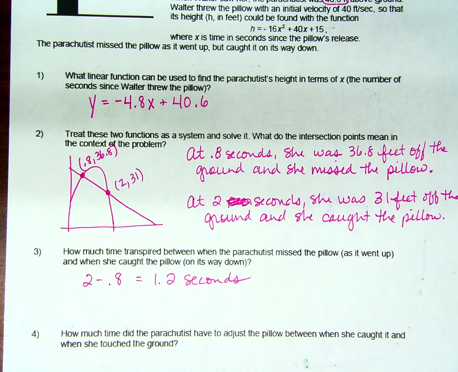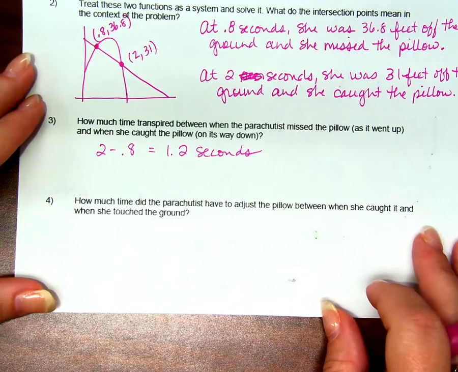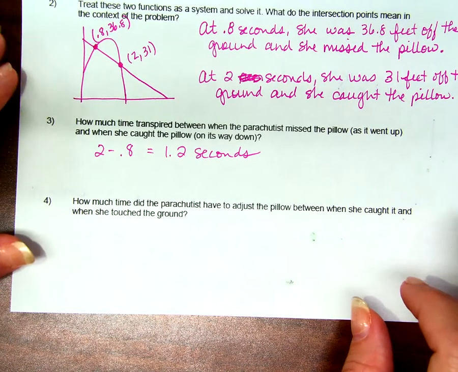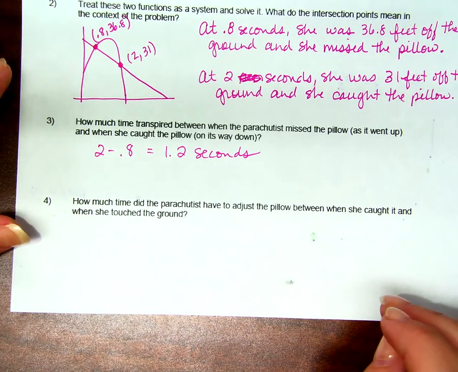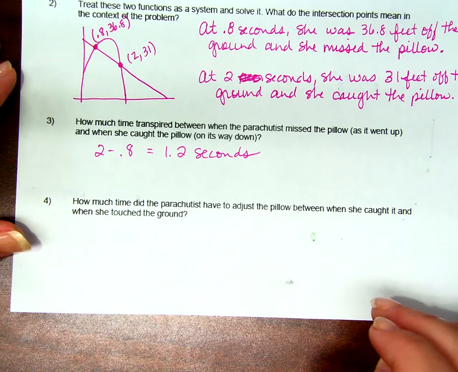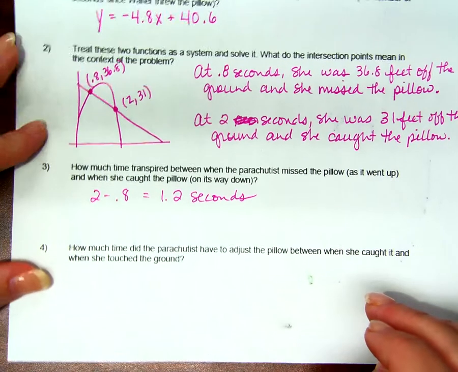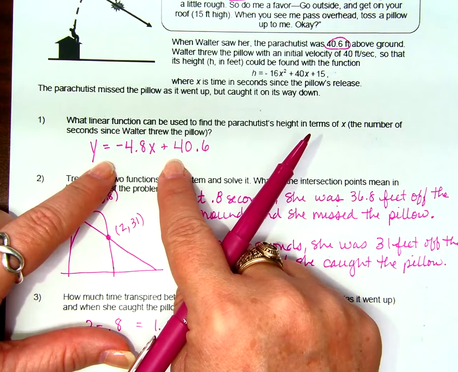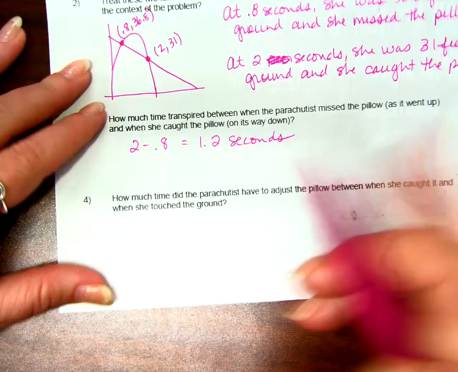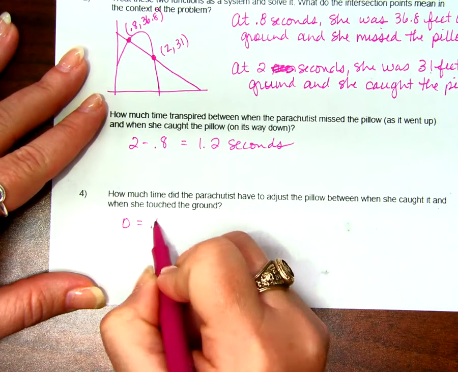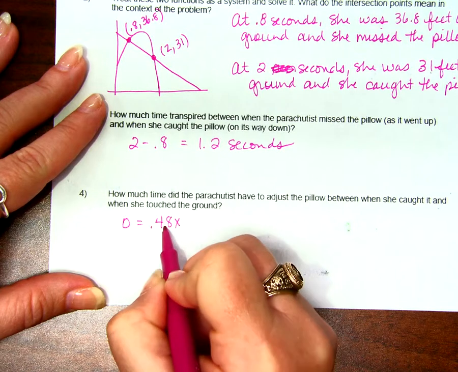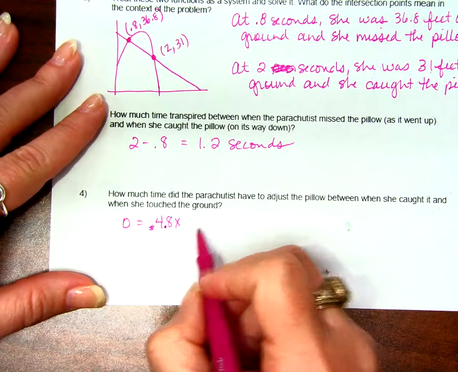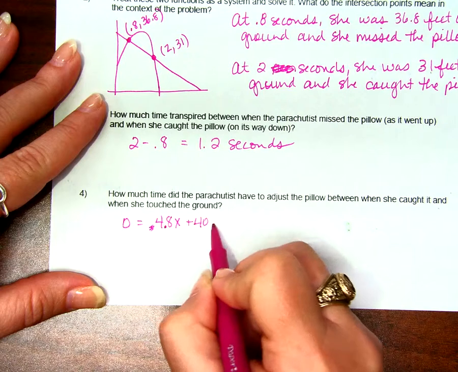How much time did the parachutist have to adjust the pillow between when she caught it and when she touched the ground? So I need to figure out when she touched the ground. How am I going to figure that out? Yeah, y equals 0. So can't I just take this equation right here and put 0 for y? Okay, let's do that. 0 equals, except it's 4.8x, sorry about that, plus 40.6.